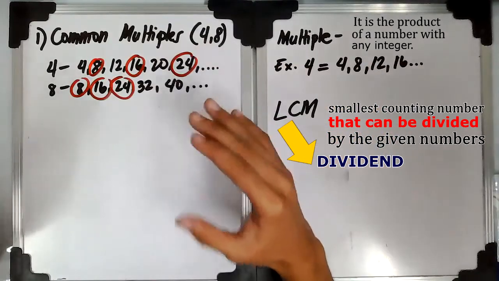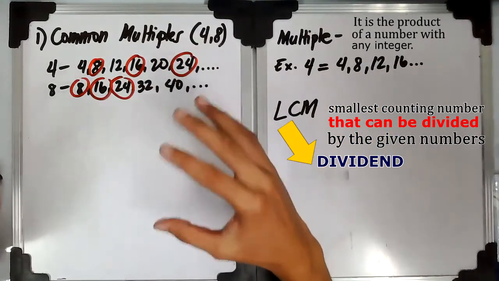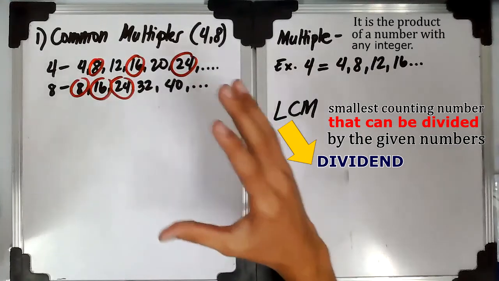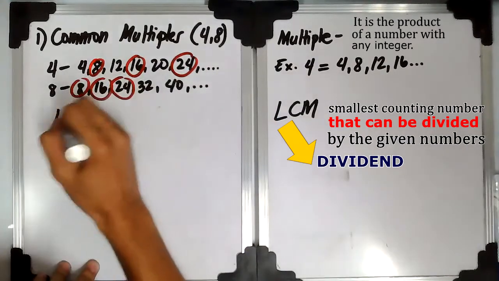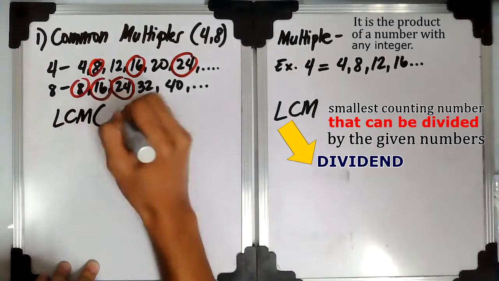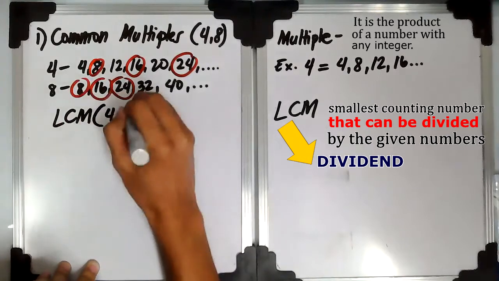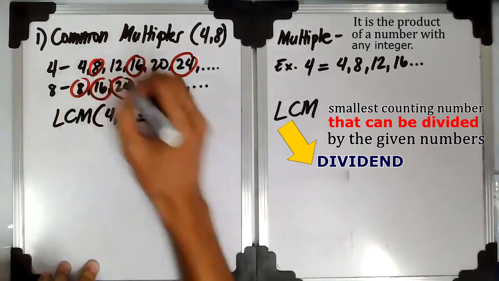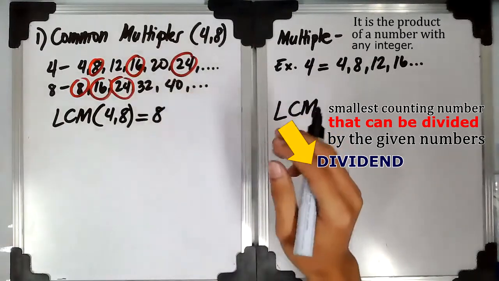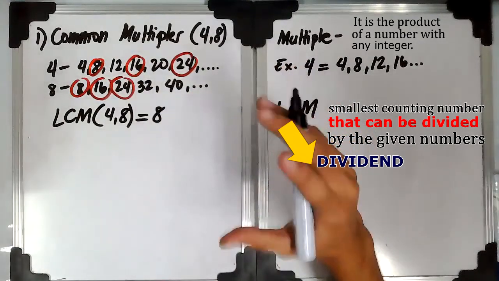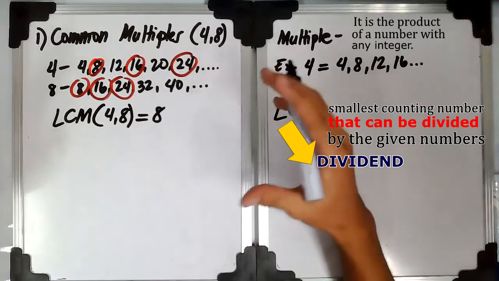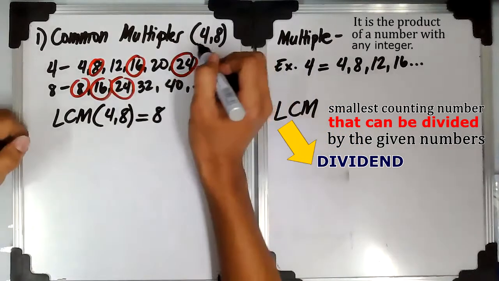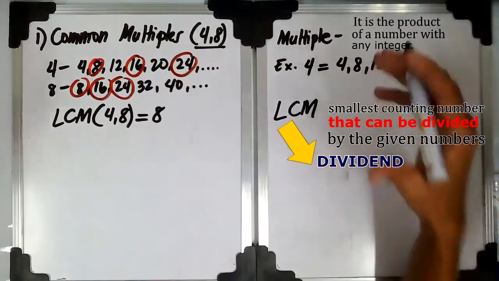But let's focus on the smallest since we are talking about the LCM here, which is the least or the smallest counting number. The LCM, or the least common multiple of 4 and 8, is equal to 8. Alright? And in here, you can notice that the least possible value of LCM is the greatest value in the given numbers. So in LCM, we have another method.